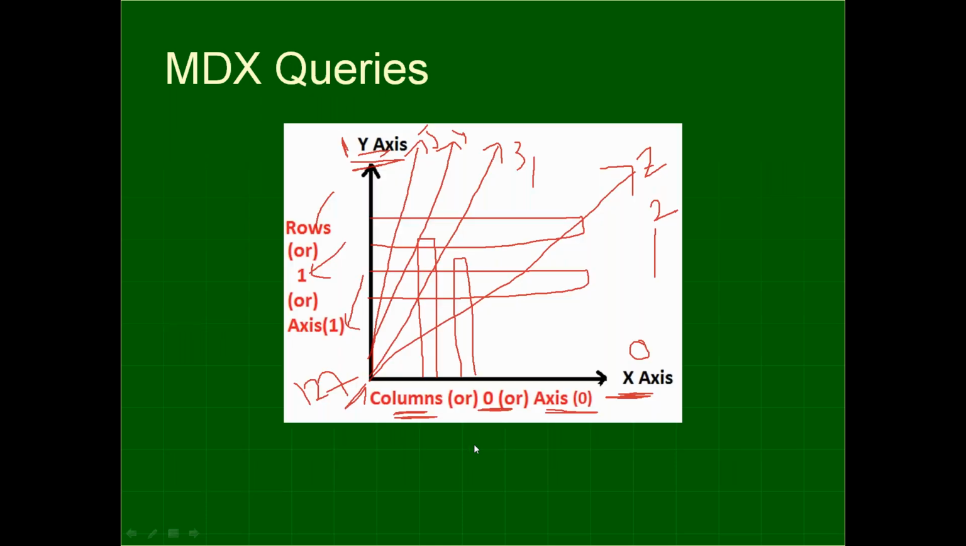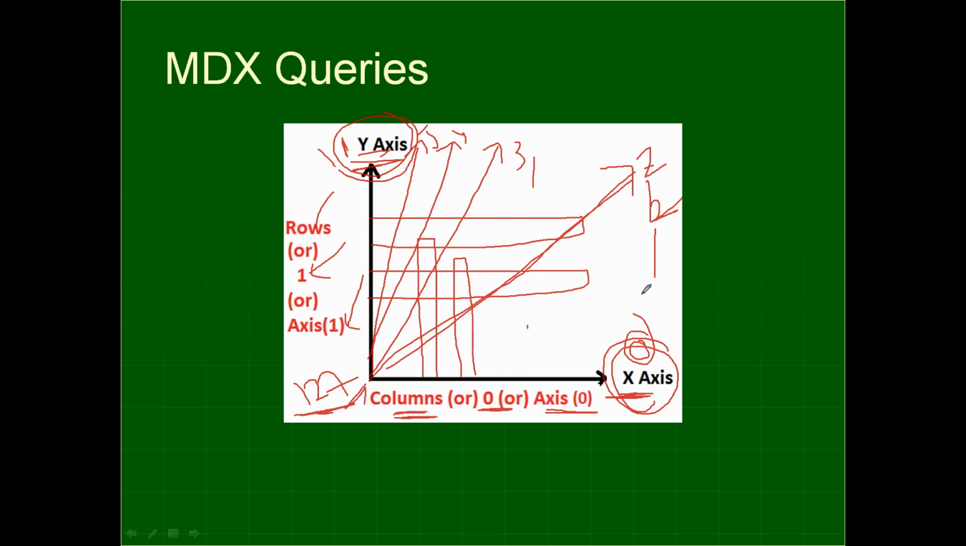Clear? So we are not going to retrieve select star, that kind of code we never write. Select the data, and you may be displaying the data in x-axis. Remember, you may be displaying the data in x-axis, or you may be displaying the data in y-axis, or you may be displaying the data in some other axis. Clear? So axis 0, axis 1, axis 2, axis 3, like that, maximum 127 axes we can have.